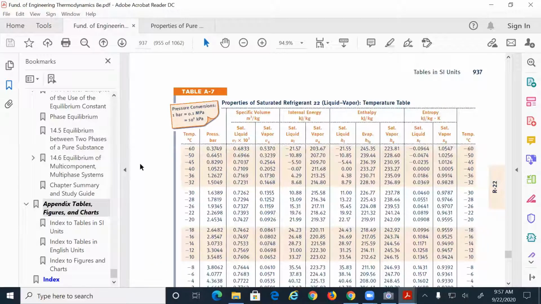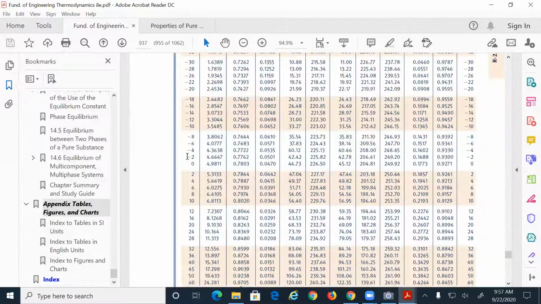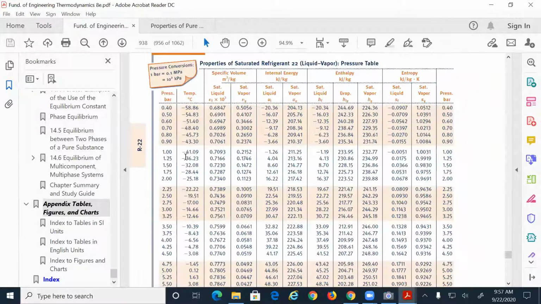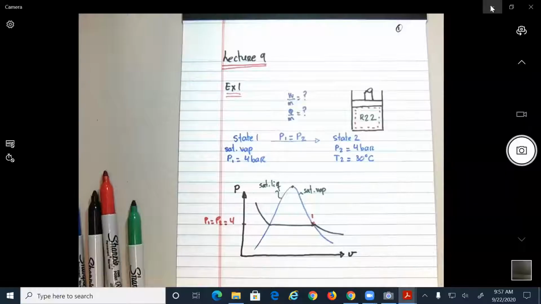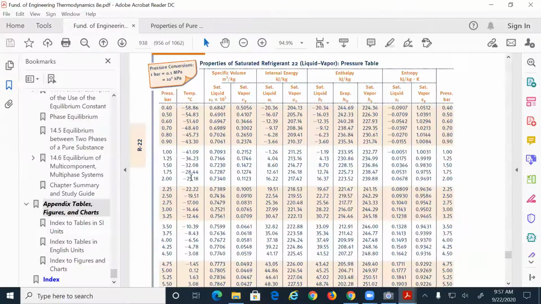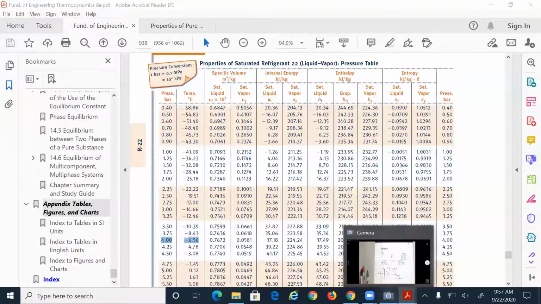So this one, they give you here the temperatures. Probably it is more convenient for us to go to table 8, which now gives you the pressure. Remember, in order to find a point on the figure, what do you need? You need to know two things, no? So over here, we know the pressure is 4. If you look here, what is the temperature they say? It is minus 6.56. So if we go to the figure, what will that mean?